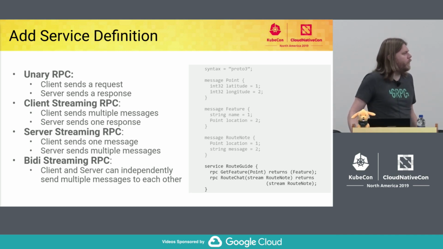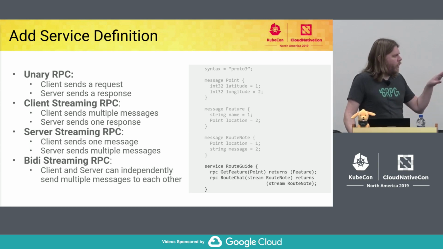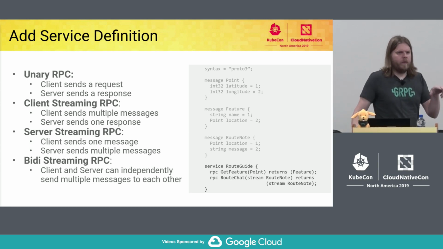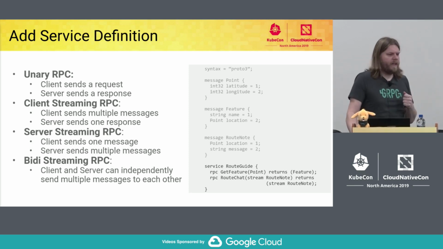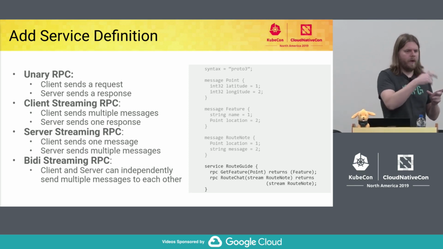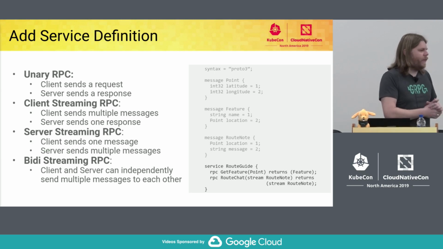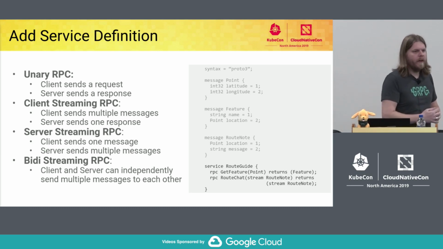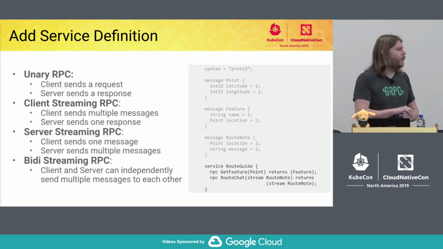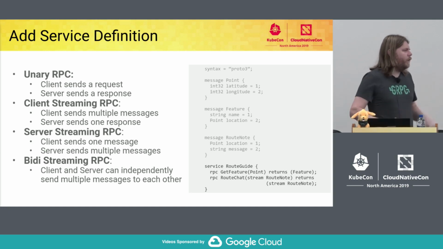RPCs in gRPC and in protobuf have exactly one request and exactly one response. If you need multiple arguments or things like that, you just put those inside of a message. And that allows you to add things in the future. It's not fun if you only have two arguments, you need to add a third, and you can't because that would break all of your existing clients.